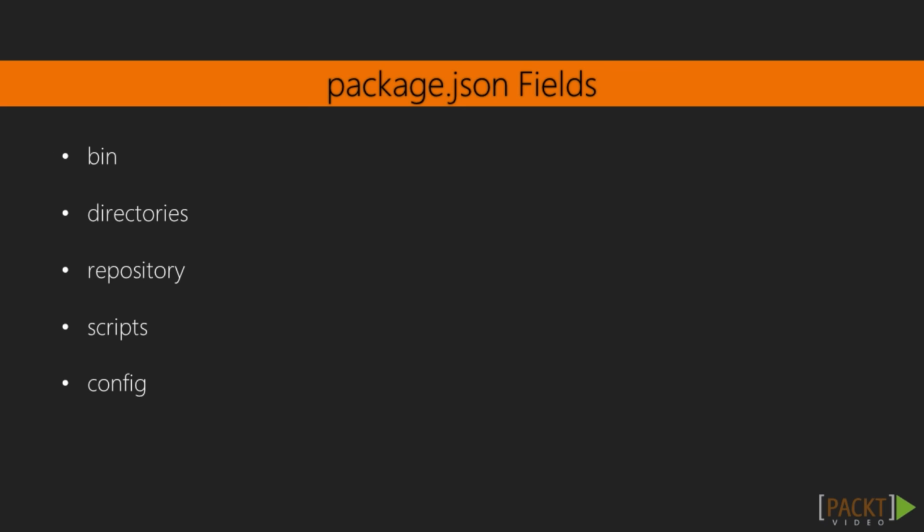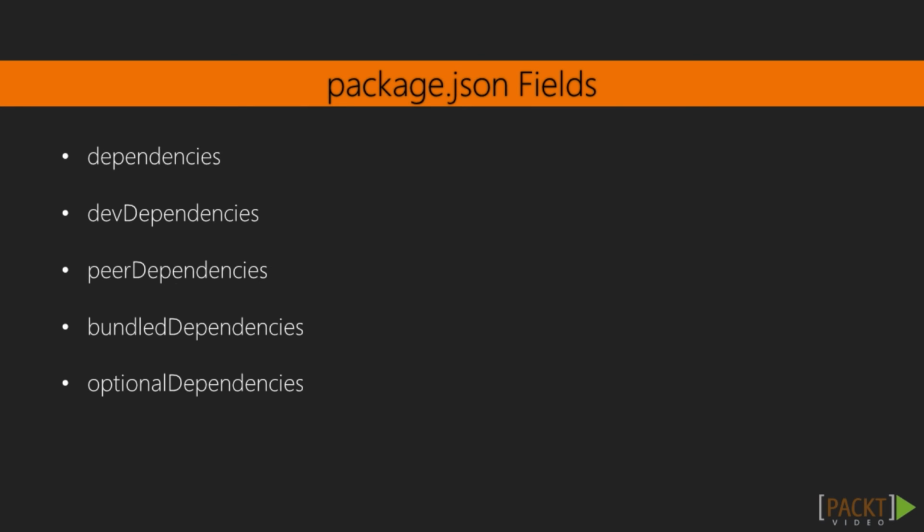The scripts field contains script commands that are run at various times or custom scripts you want to execute using npm run command. The config field contains configuration parameters for package scripts. The dependencies field contains the dependencies and their versions for the package. The dev dependencies field contains the dependencies and their versions that the package uses during the development. It will contain the dependencies used for testing, documentation, and similar tasks.